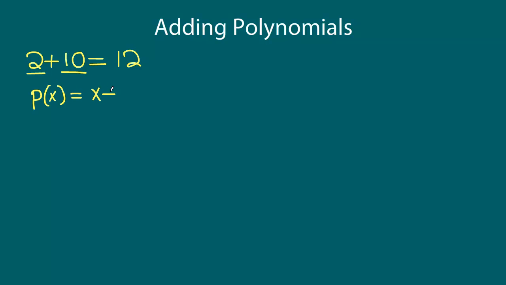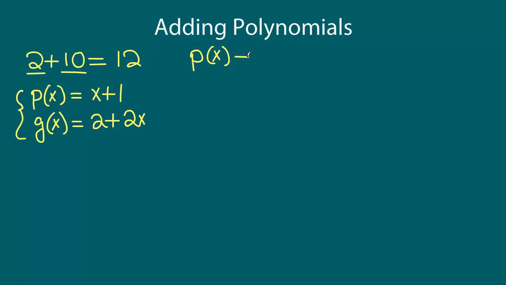The first polynomial p(x) is x plus 1, and let's say the second polynomial g(x) is 2 plus 2x. So these are our two polynomials, and now what we want to do is simply add p(x) and g(x). We want to find out what is the answer here.